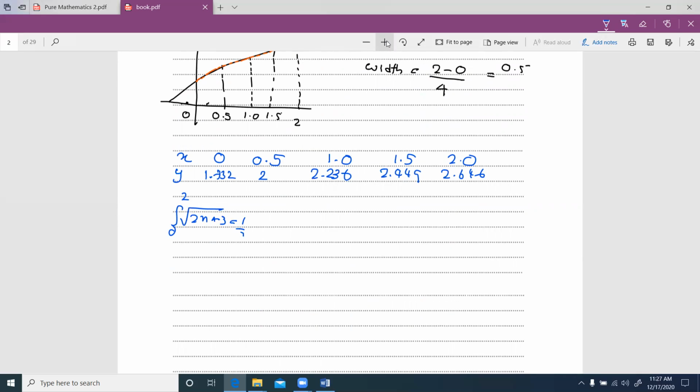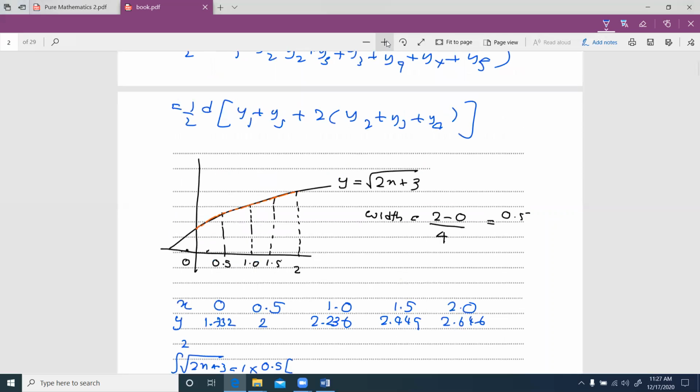Half into the width of a strip. The width of a strip is the gap, the x difference. Here, the width is 0.5 each time, the same width, 0.5, into, then we can find the formula.